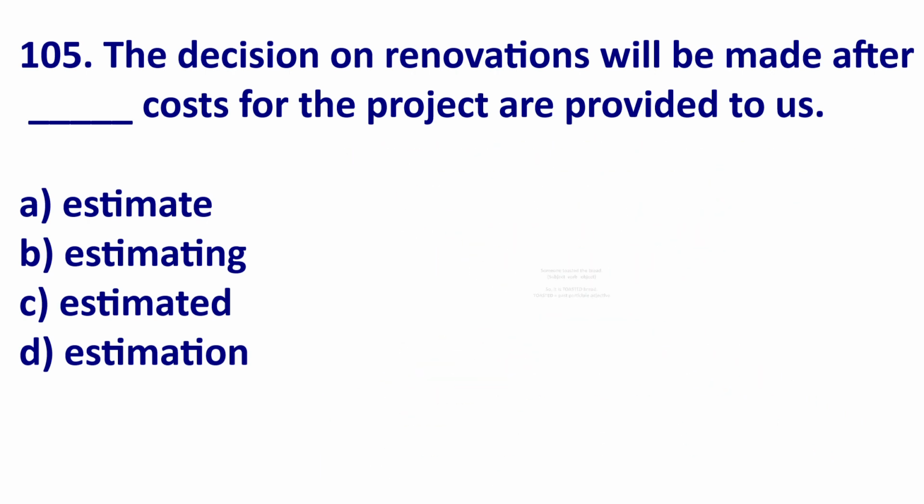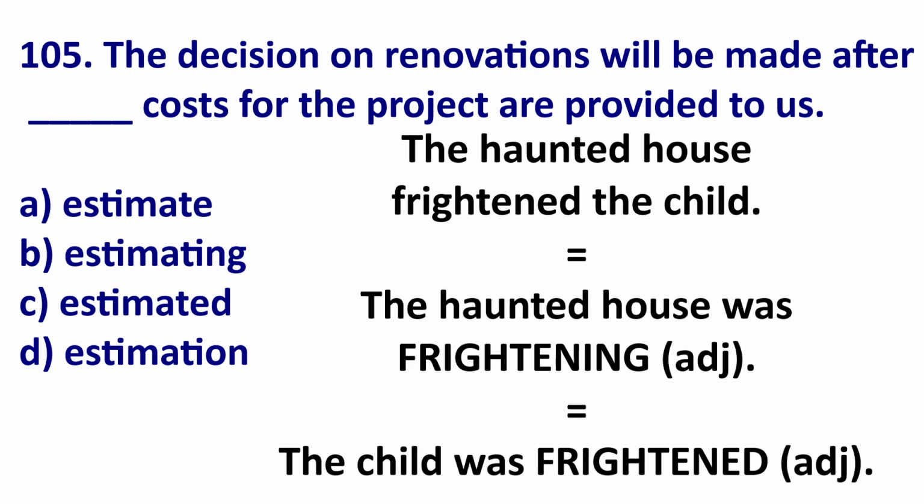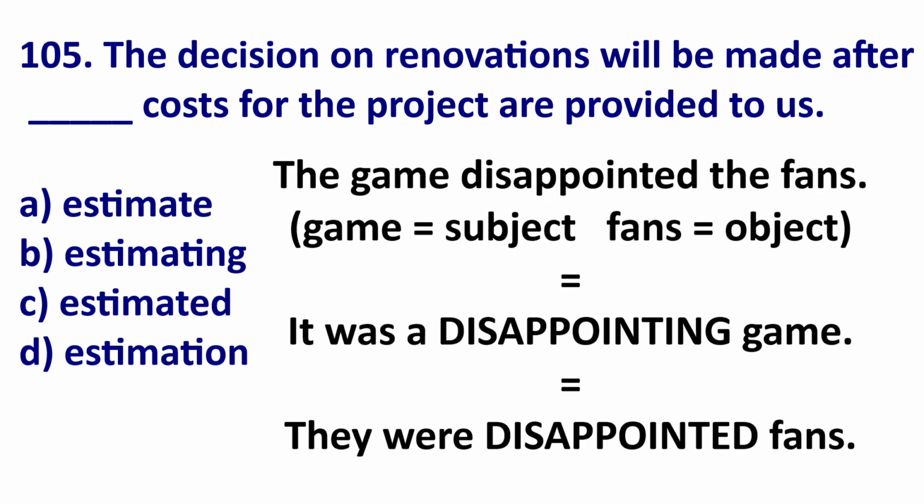Let's look at some simple examples. Someone toasted the bread. So the object is bread, the subject is someone. Someone toasted the bread. So it is toasted bread, not toasting bread. It is toasted bread. The haunted house frightened the child. So if we look at the subject, that's the haunted house, we could describe it as frightening. But the child is frightened. That's that feeling. Or the game disappointed the fans. So it was a disappointing game. They are disappointed fans. So the object is using the ED.